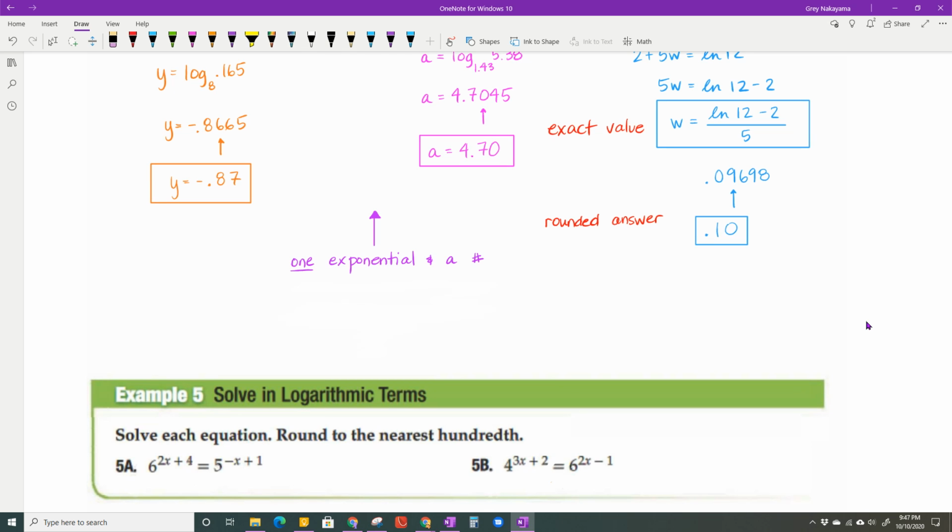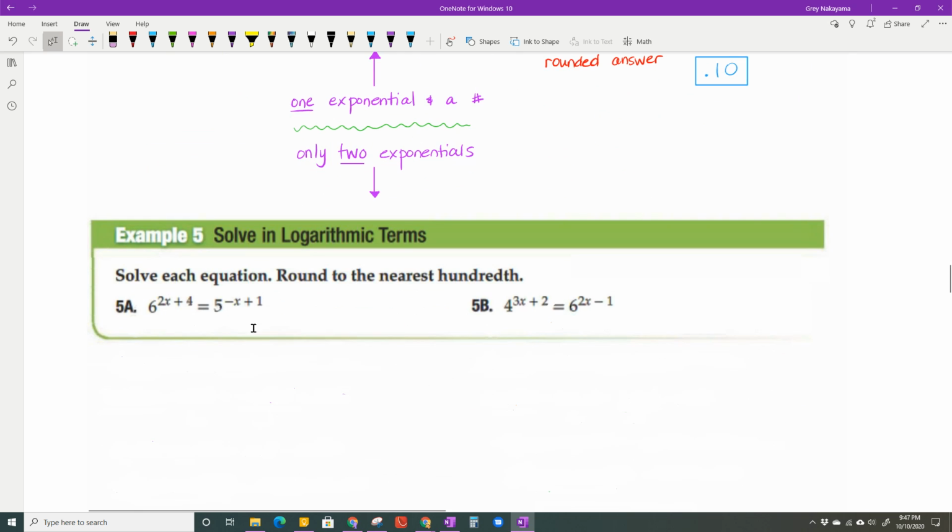Okay, so what we just saw and what we just worked on, those were 3 examples where you had just one exponential expression and then you had a number. Okay, down here we have 2 exponentials, and they're looking kind of messy.